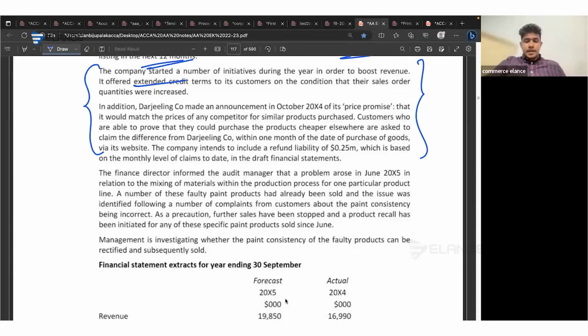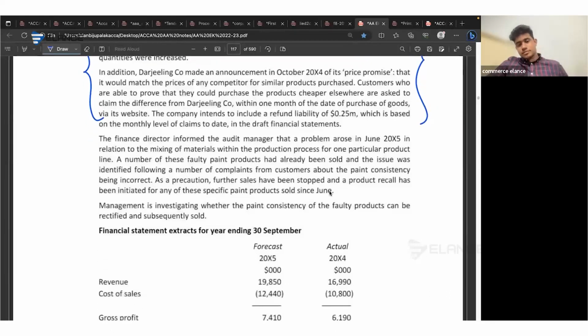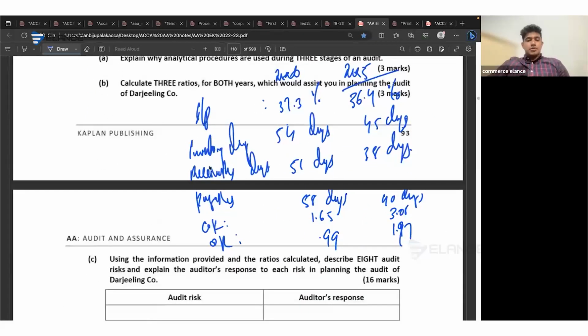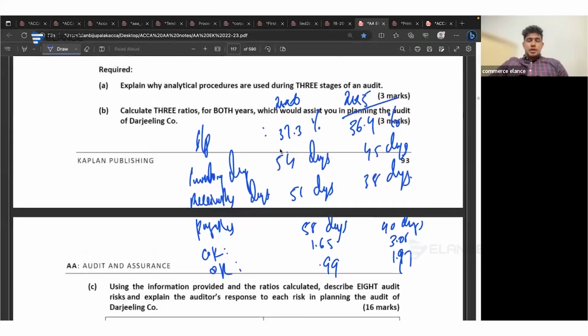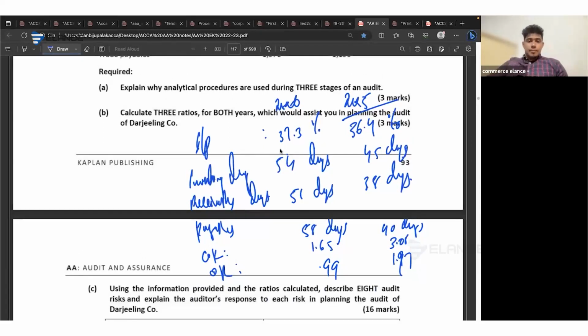Okay. Then what will be the other risk? Inventory obsolescence. They have mentioned that the faulty products can be rectified. Therefore, they have held that inventory in the company's warehouse. So you can mention that point, and in addition you can also include the inventory days along with that. So you can mention that the company has recalled faulty products, these are held in the company's warehouse, and in addition, the inventory days have increased from 45 days to 54 days.